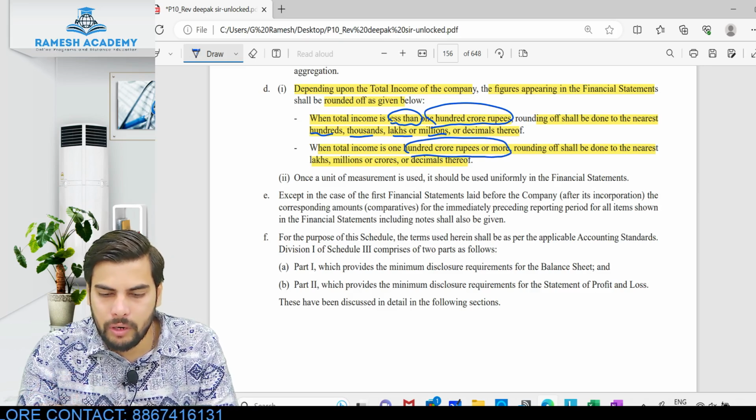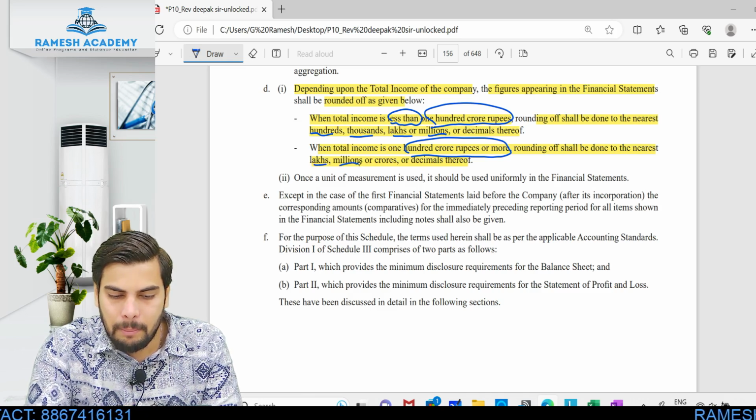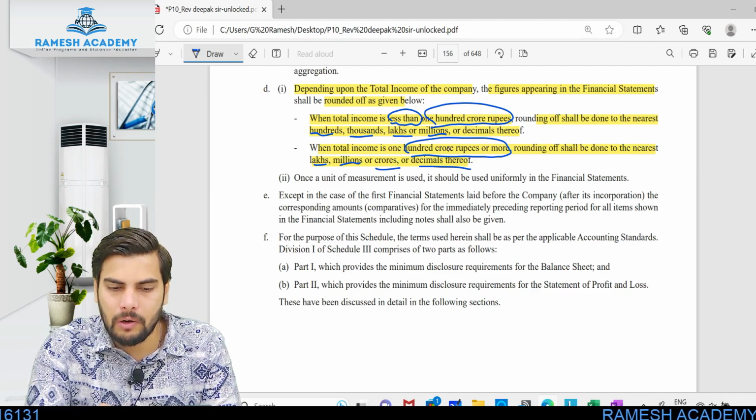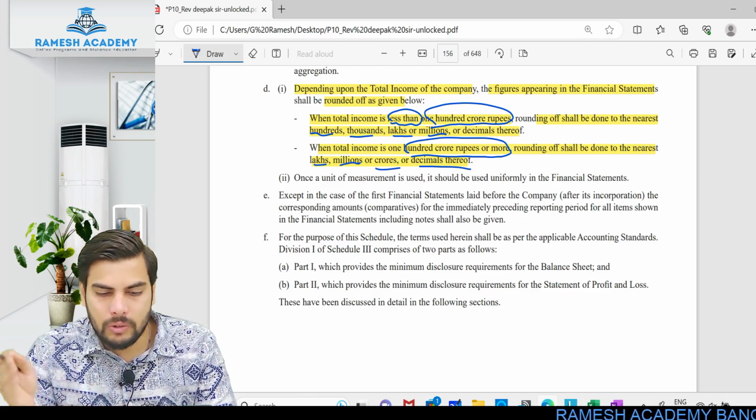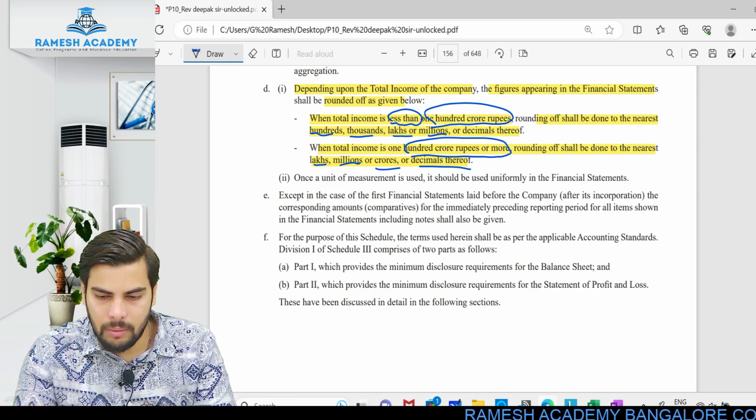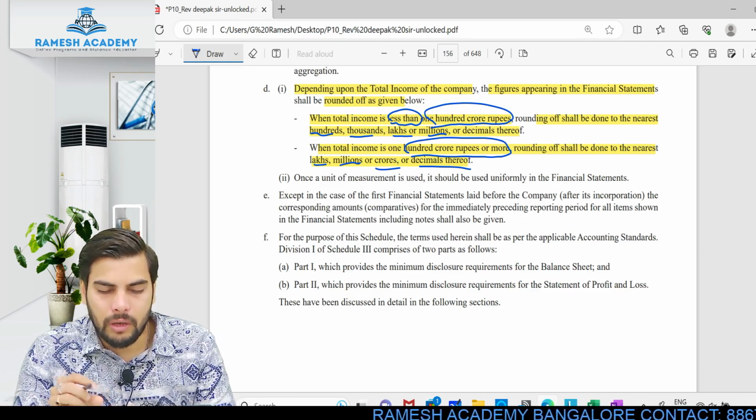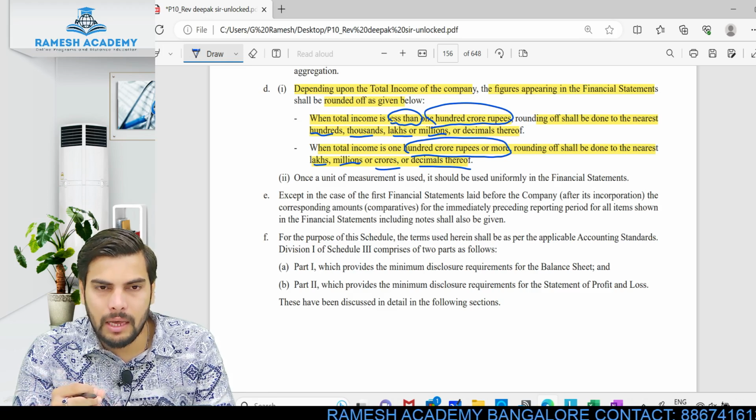Hundreds shall not be rounded off. Rounding off shall be done to the nearest lakhs, millions, where a million is nothing but 10 lakh, or crores or the decimal thereof. So here, if you see, it is 100,000, lakhs and millions, starting from lakhs, so hundreds and thousands are not even in the picture.